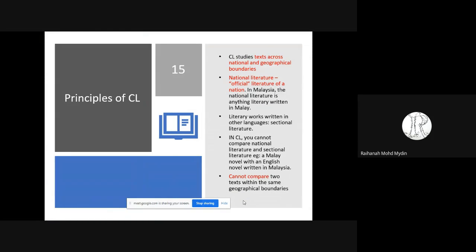So, just to quickly summarize the principles of comparative literature, comparative literature studies texts across national and geographical boundaries. Okay, national literature is basically the official literature of a nation. So this is basically your first e-task that's up on UKM Folio. So national literature is the official literature of the nation. However, in Malaysia, like I said last week, national literature is only literature written in Malay. Only written in Malay language. Doesn't matter whether it's written by a Malay or non-Malay.